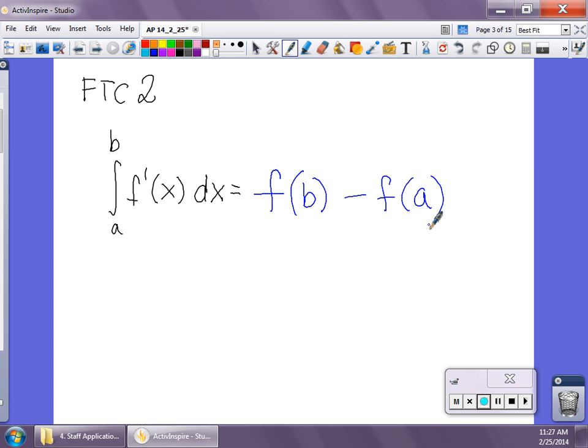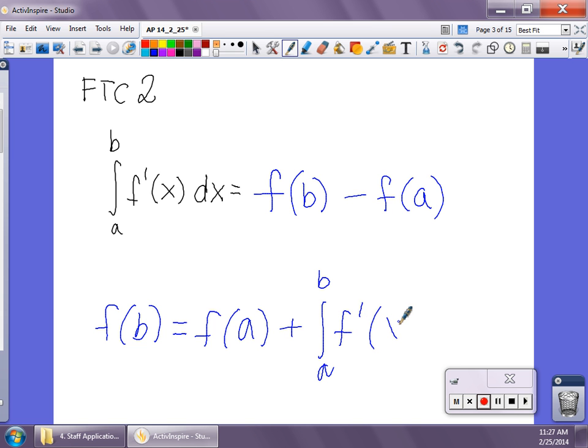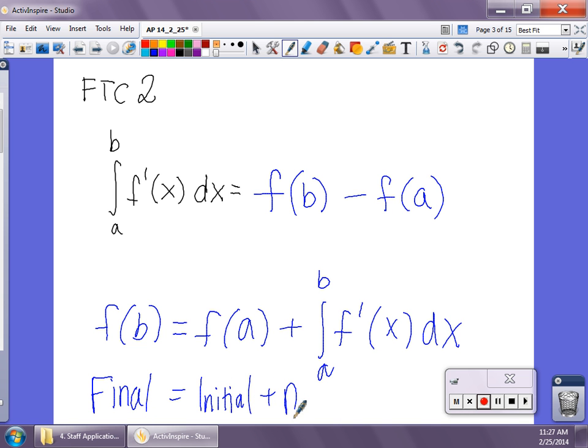So you'll have a bunch of questions where I ask you for f of b. And how do you find f of b? F of a plus the integral from a to b of f prime of x dx. What's the words that I use for this? To find a final value, you use an initial plus displacement. You have no idea how much I ask this question.